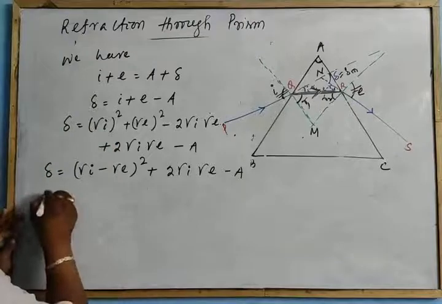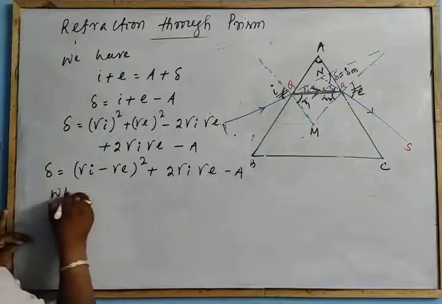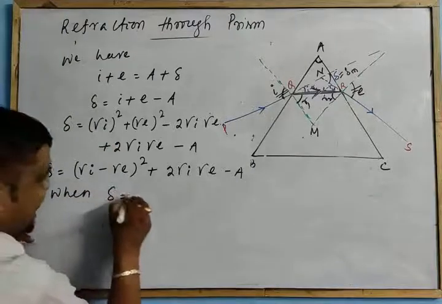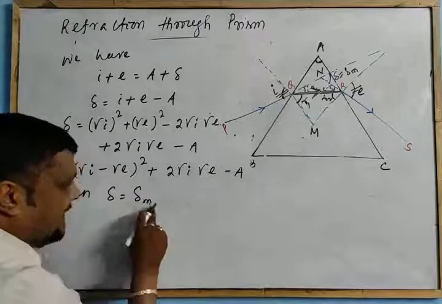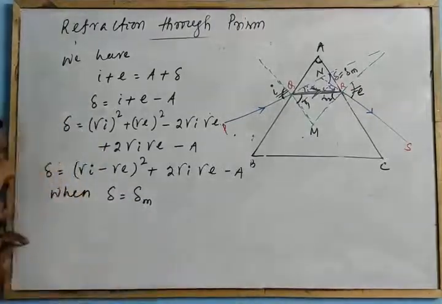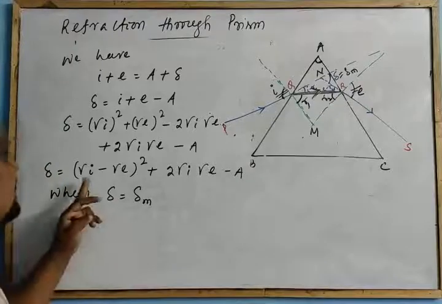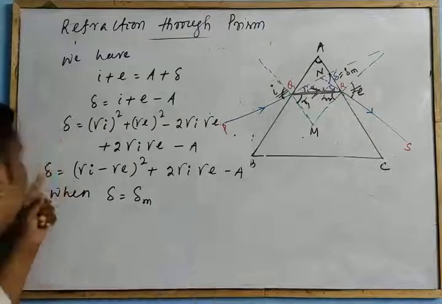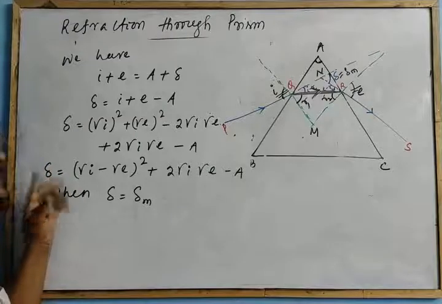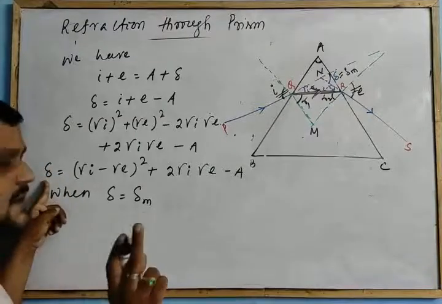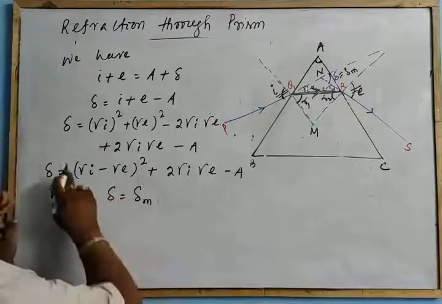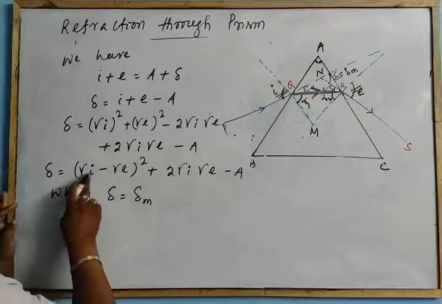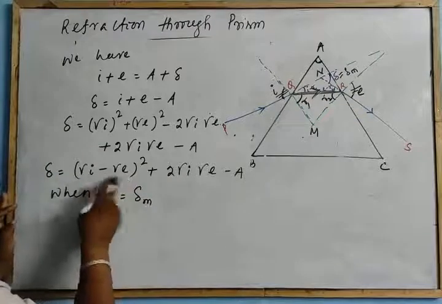Then delta is equal to delta m, that is the minimum deviation. At minimum deviation, if this delta is reduced to delta m, what will be the minimum value? The minimum value of the squared term can be taken as 0, because it is a negative of 2 terms, minus of 2 terms.